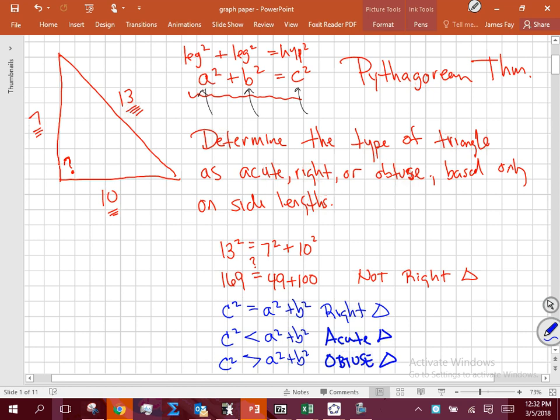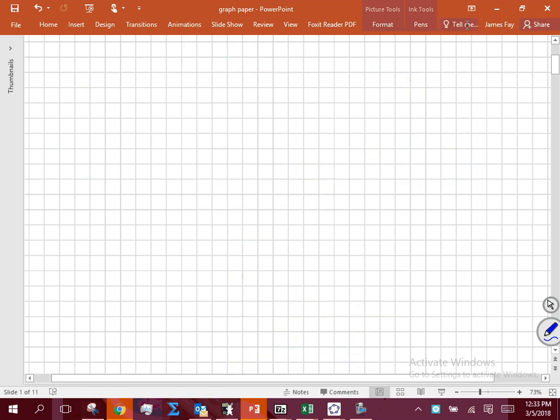Tonight you're also going to have 8.2. 8.2 is due tomorrow, and that's really what I want to focus on today. 8.2 is a direct byproduct of what the Pythagorean theorem is saying for us.